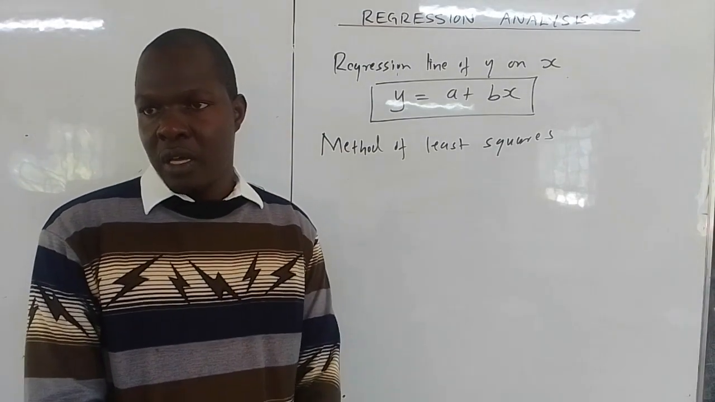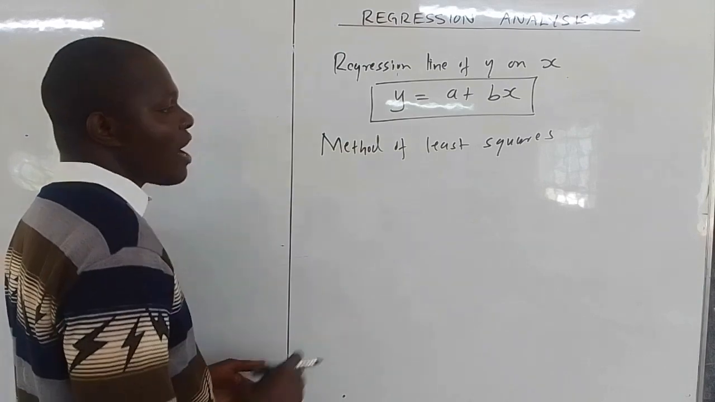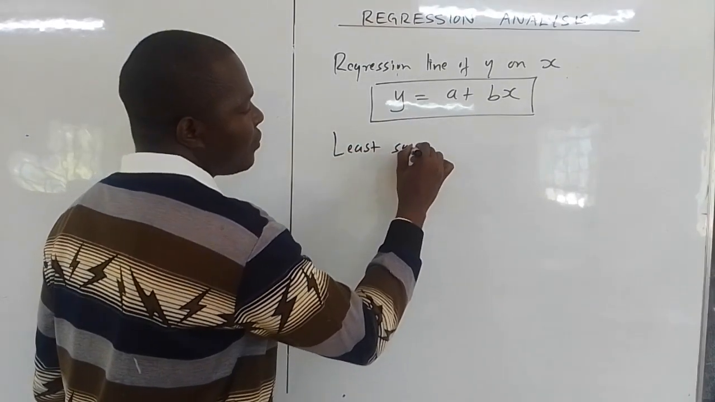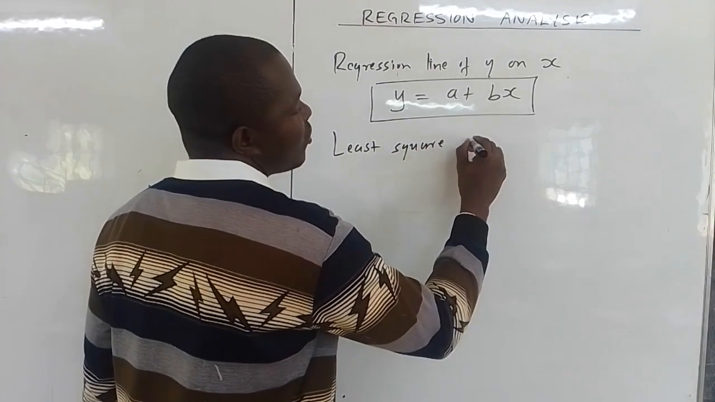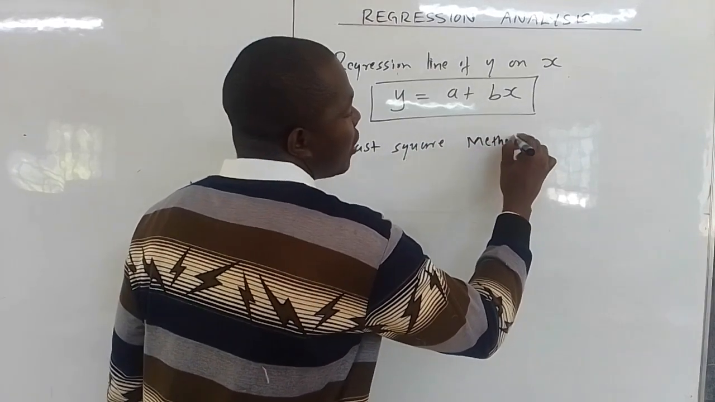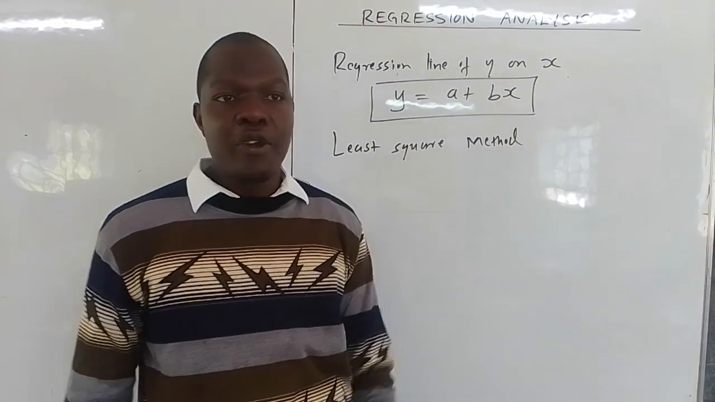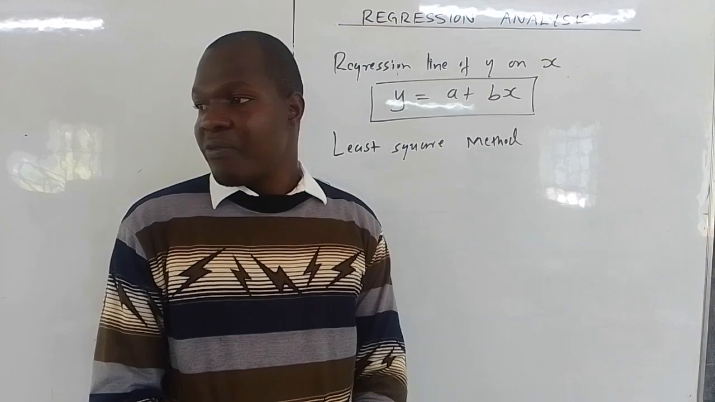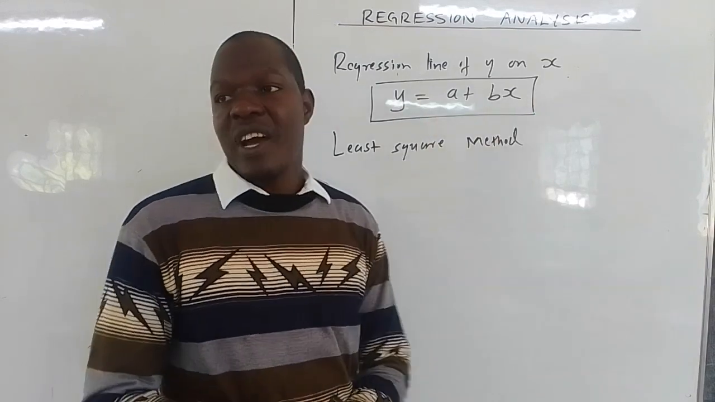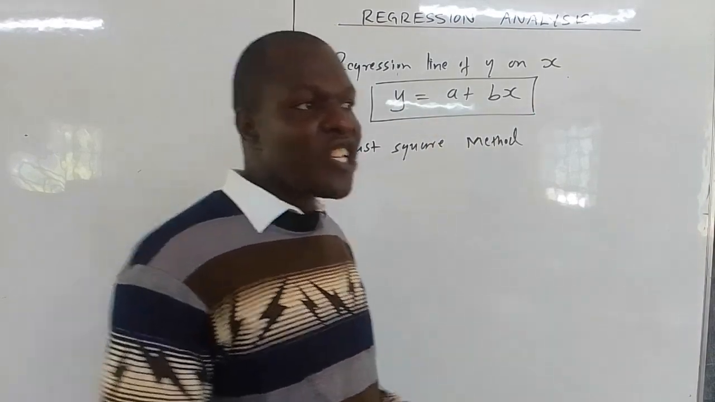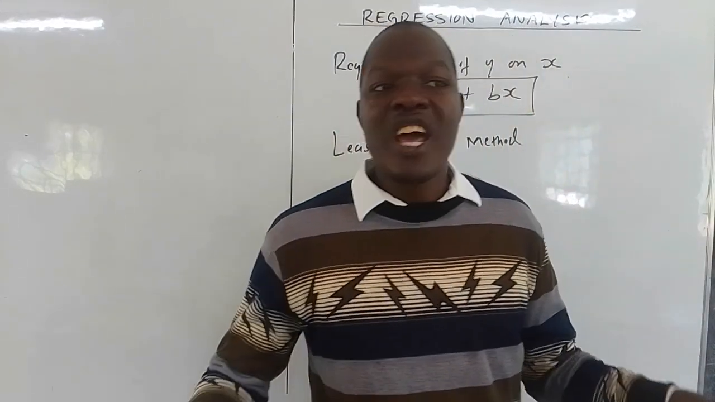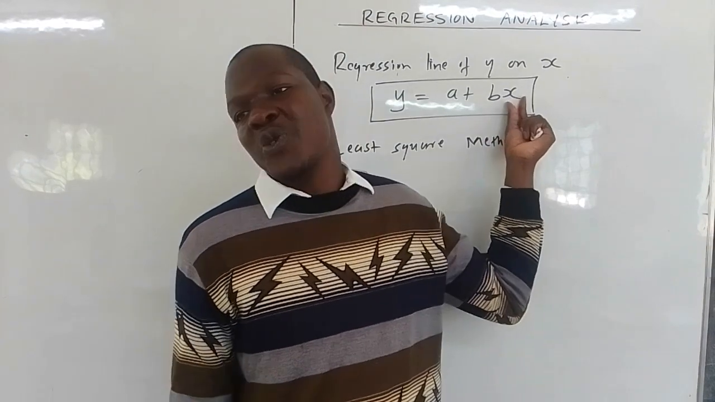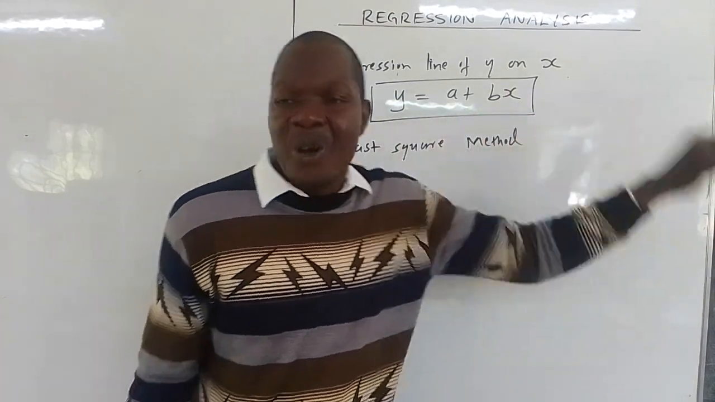Are we together? So how do we use the least squares method? We use the least squares method to find the value of a and b so that we are able to get the regression of y on x. If y was mathematics values and x was physics values, and you are told if x is 30, what would the student have scored in physics? Meaning you must know the value of a and b so that when you substitute the x value, you get the whole of that to be a y value.